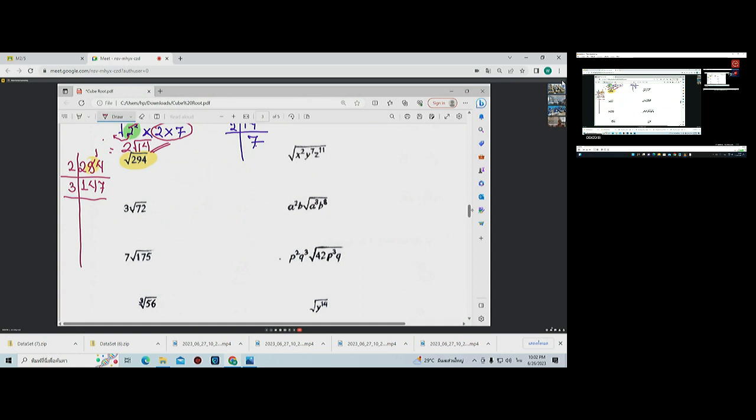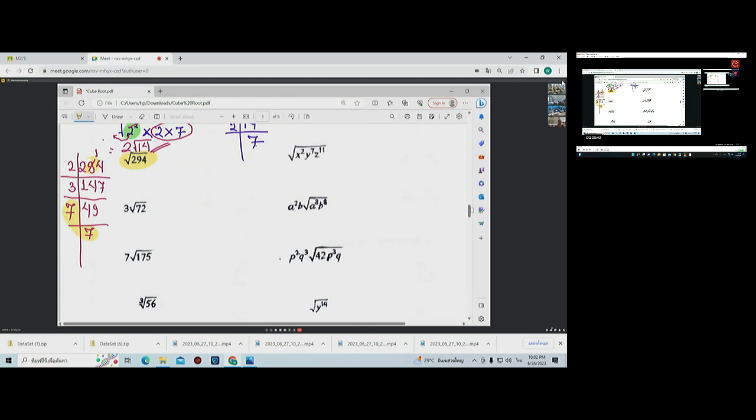Now 147 can be divided by, sorry, 3. 3, 4 are 12. 3, 9 are 27. You can divide with 7 also, no problem. Okay? 7, 7. Understand? Do you get this? Do you understand? So what do you see? You see 7 square.